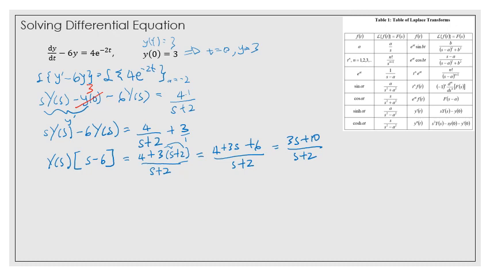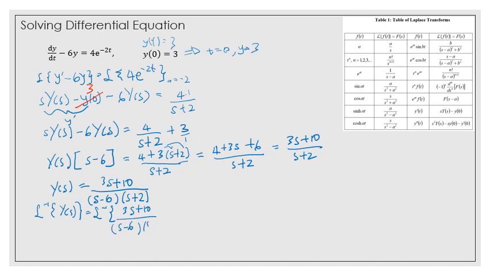Alright, so then we remain Y(s) on the left side. Bring (s − 6) to the right side. We will get (3s + 10) over (s − 6)(s + 2). After we have rearranged Y(s) on the left side, we find the inverse Laplace transform on both sides. So I just write down inverse Laplace of Y(s) equal to inverse Laplace of (3s + 10) over (s − 6)(s + 2).